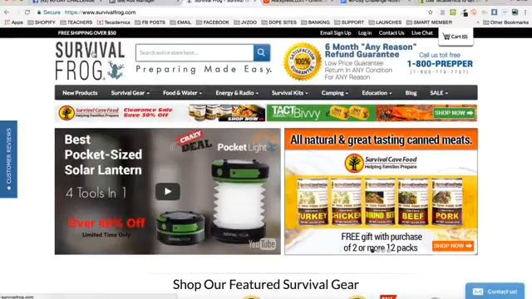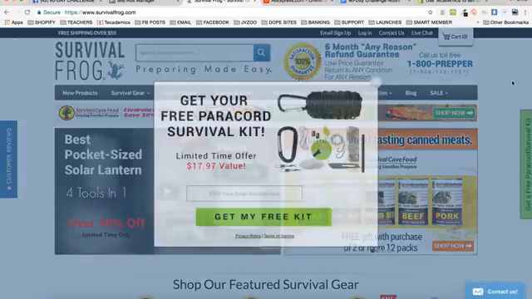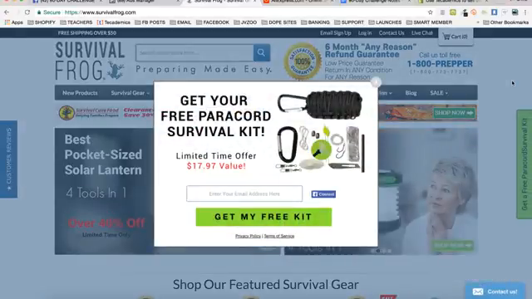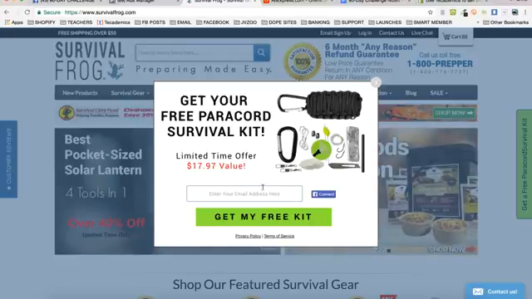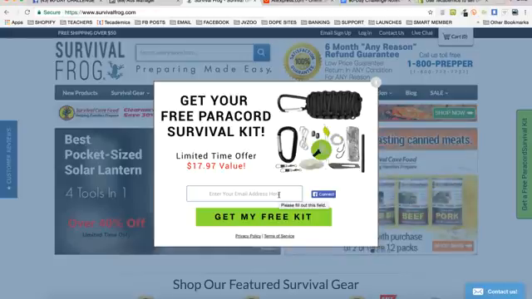Here is Survival Frog, preparing made easy. Let's take a look at this store and analyze it because this could be you. Everything you're seeing here can be you. The first thing that happens is a pop-up asking for my email address. They're looking to build an email list so that if I join here, they can sell me a bunch of stuff via email.